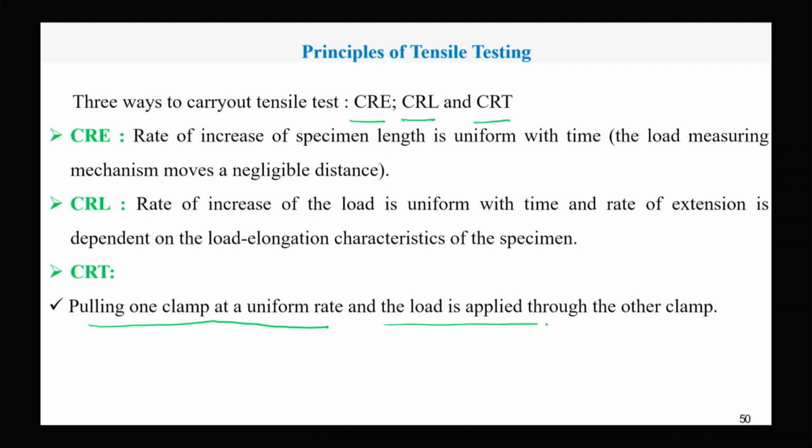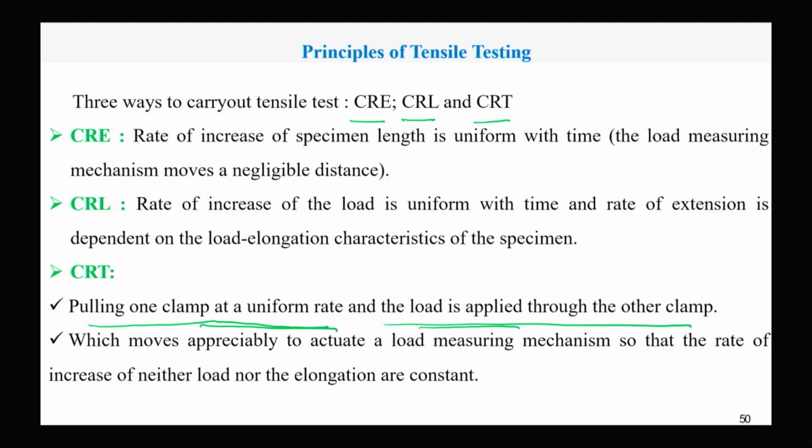the load is applied through the other clamp. So in the story we have seen that when the truck is being pulled at constant rate, the other end will be applying the load, and that's why the palm tree is bending. So the other end moves appreciably, which will actually be used to measure the load.